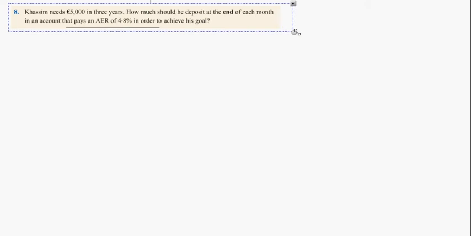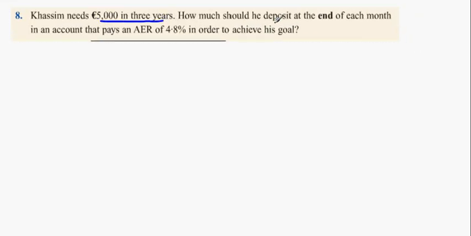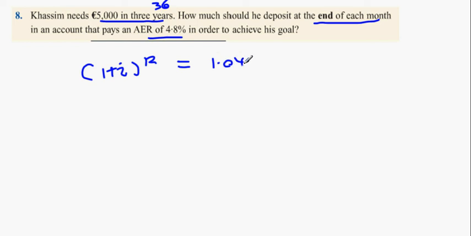Next question is question 8. Kasim needs €5,000 in 3 years, and he deposits at the end of each month into an account that pays AER 4.8%. So 3 years is 36 months. Now how does he achieve this goal? Well, we're going to do it by monthly rates. So 1 plus i to the power 12 equals your yearly rate, 1.048.